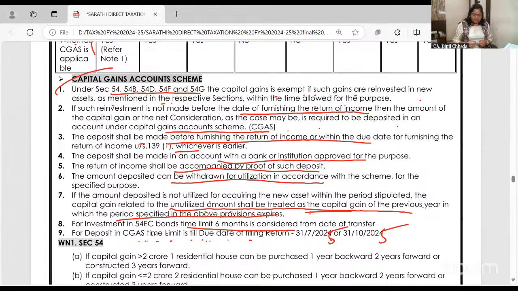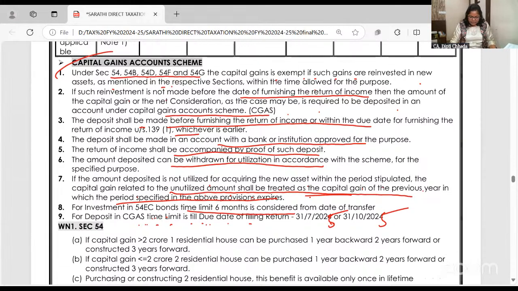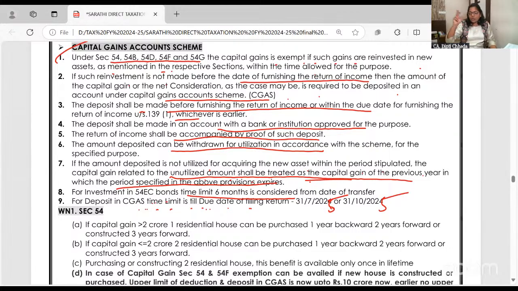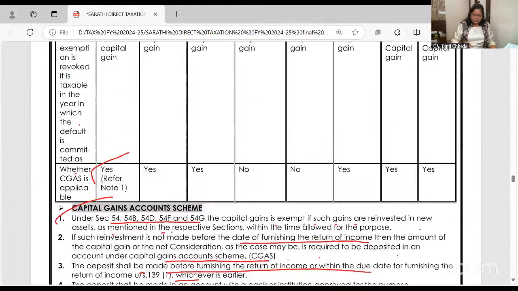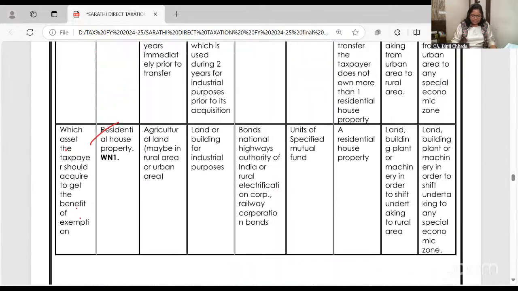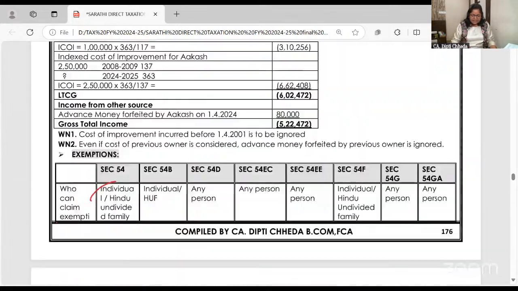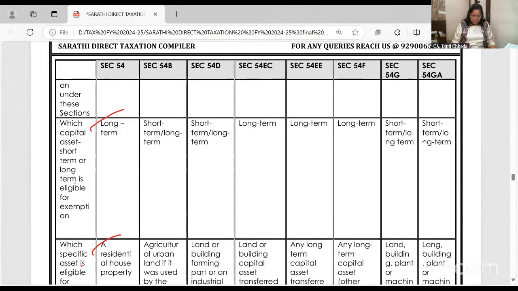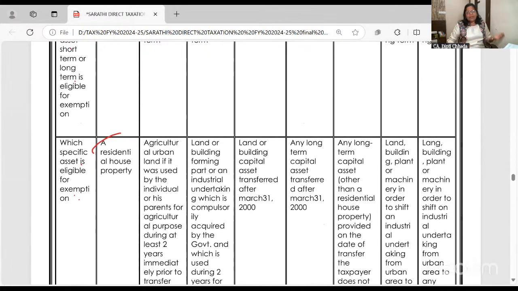Nice. Followed all of you? Yeah. So what you have to do: sell the house, buy the house. Okay, once again we will read. Who can avail this? Individuals and HUF. Long-term capital gain. When you have sold the property after acquiring and using it for 2 years, so long-term capital gain on sale of residential house.